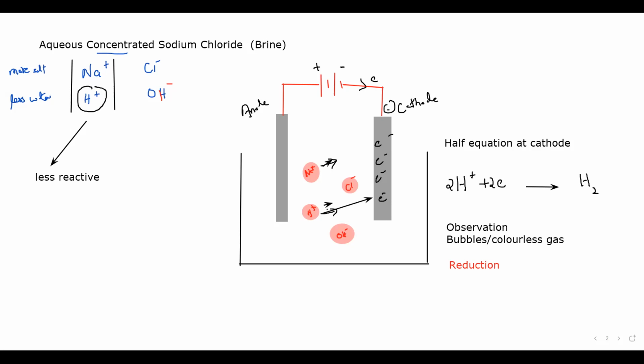What is H and OH? H and OH is water, because H2O is the formula for water, which consists of H ion and OH ion. These are the two ions present in water, H plus and OH minus.